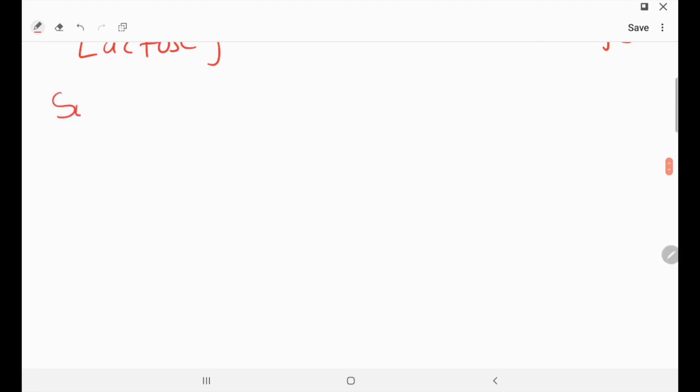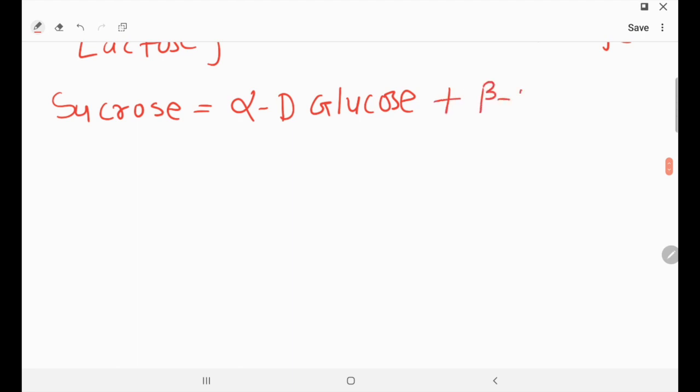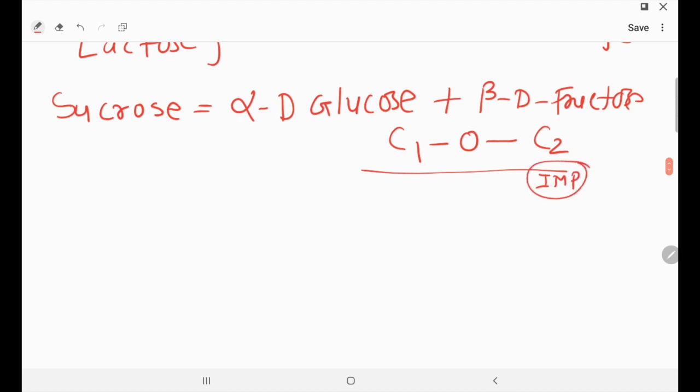Sucrose is made up of alpha D glucose plus beta D fructose, and there is a linkage between C1 and C2. It is a very important thing, dear students, so please write it down in your copy. We will draw this structure in the next lecture. For today you just have to understand what is formed. Sucrose is made up of alpha D glucose plus beta D fructose, with a linkage between C1 and C2 via oxygen, known as a glycosidic linkage.